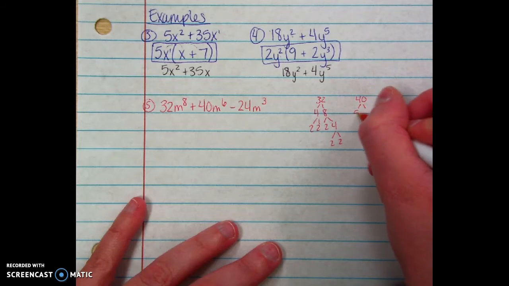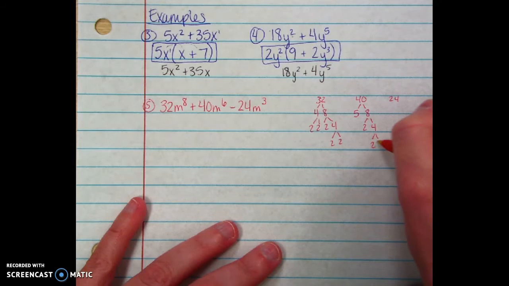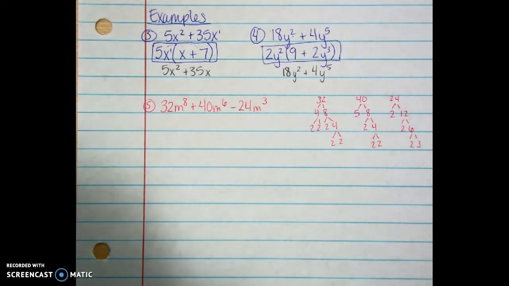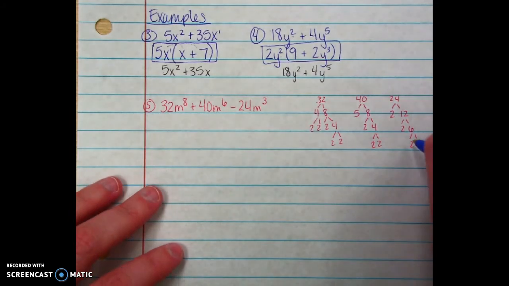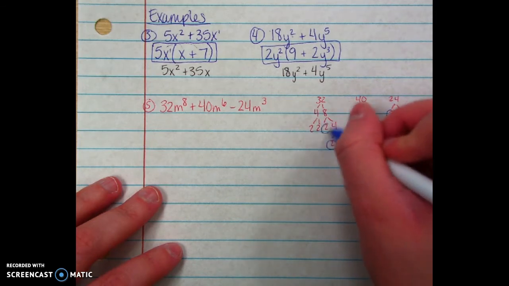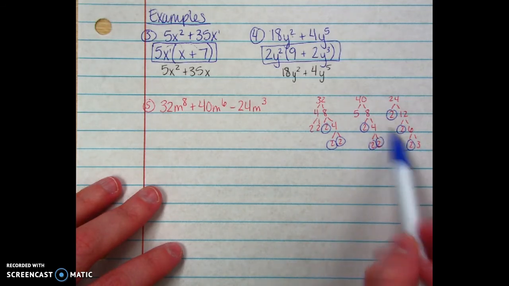40 is going to be 5 times 8. 2 and 4, 2 and 2. And 24 is 2 and 12. 12 would be 2 and 6, and 6 is 2 and 3. Okay, they each have at least 3 2's, I believe. 1, 2, 3, 1, 2, 3. See, this is only 2's. Those don't have any 2's left over, neither do those.